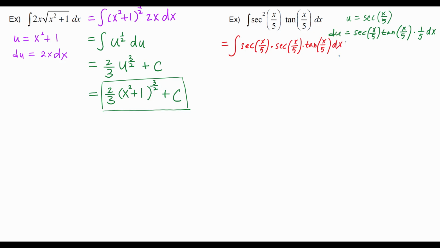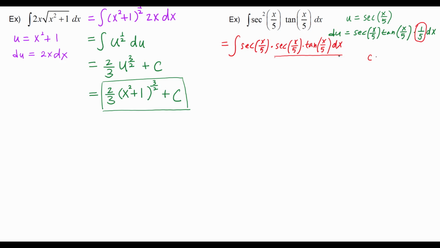Are you ready to substitute? Do you have any problem here? Yes, we have a problem. What's wrong? There is 1/5 in my du, and I don't have 1 over 5 here. So I cannot replace by du. So what do we do? You can create the 1/5 in there. How? Well, multiply this expression by 1.